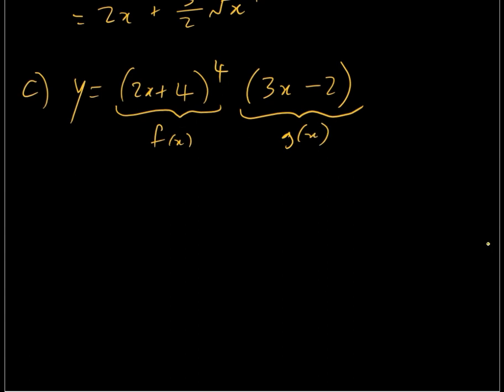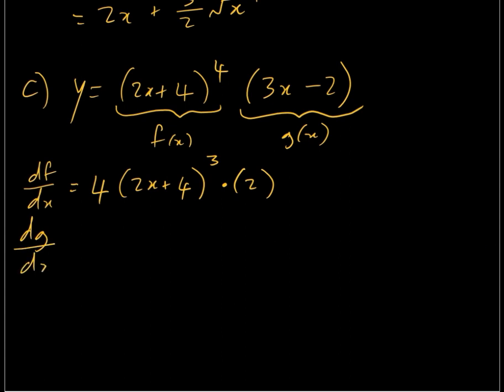And then maybe it will be a good idea to get the derivatives of these first. So df/dx would be, we take the power 4, we bring it down, keep the inner function untouched. This is the chain rule, but now we must reduce the power to 3. And now we must multiply by the derivative of the inner function. So 2x plus 4, the derivative is just 2, because the derivative of a constant is 0. And then let's get the derivative of g. Well, that's just 3x minus 2, so that's just 3.